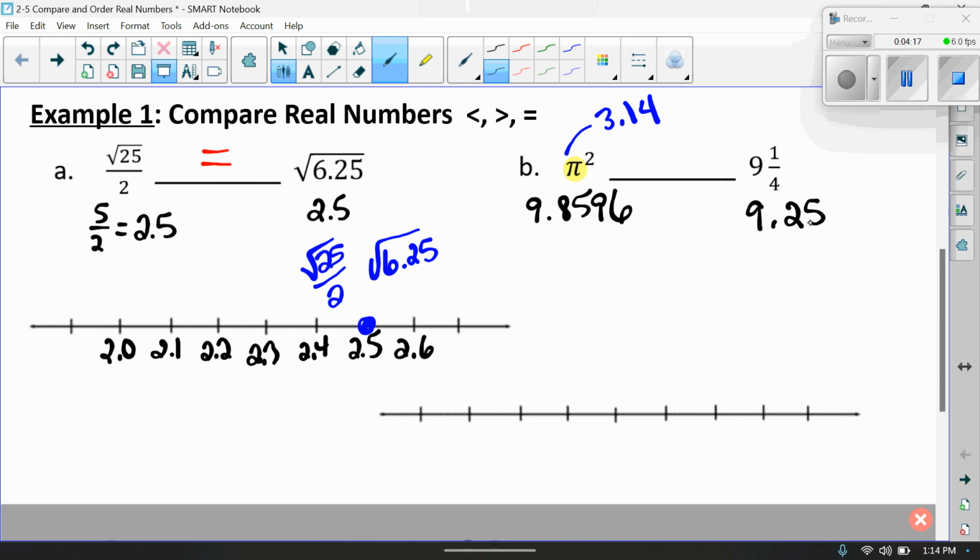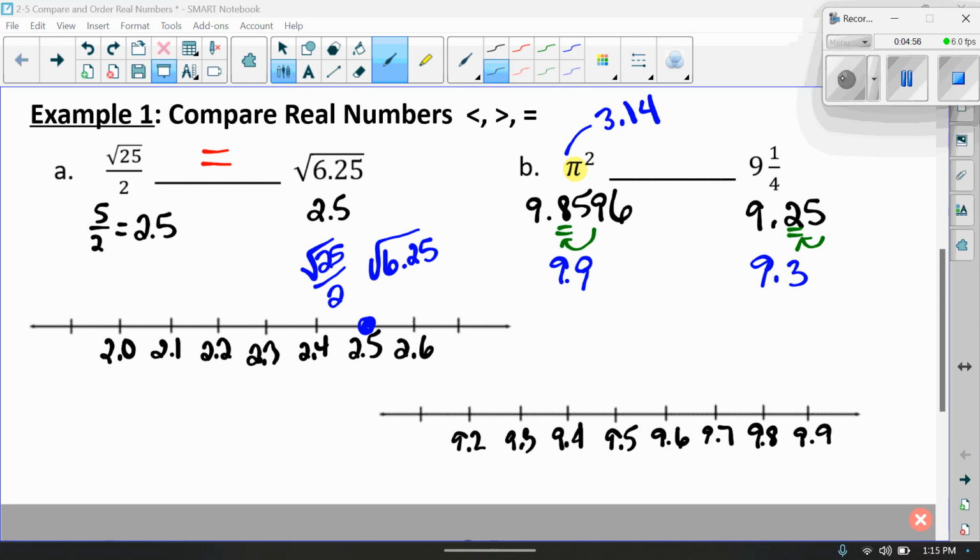9.25. Now, when I put this on the number line, I want to use tenths. So that means I need to round these numbers to the tenths place. So that's going to be 9.9. And this one over here, the 5 tells me to go up, so this is going to be 9.3. And this is what I'm going to put on the number line.